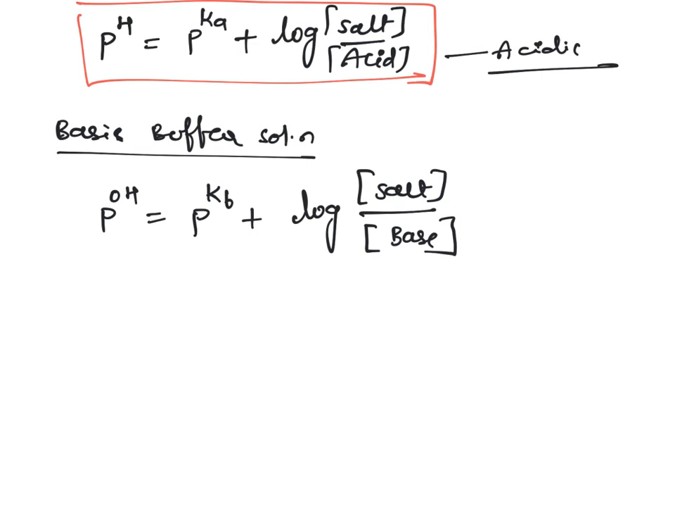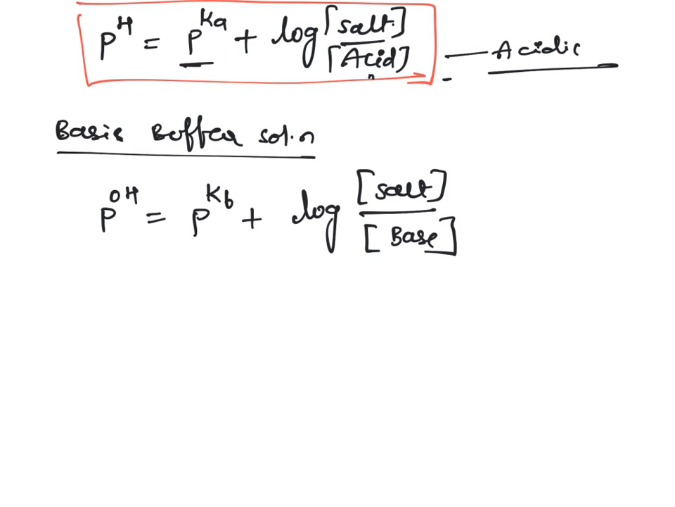Here, whatever the concentration of salt and acid we are initially using, and since it is a weak acid, we get a pKa value in the problem. By knowing this, we can calculate pH. If salt and acid concentrations are equal, then pH equals pKa. And in a basic buffer solution, if salt and base concentrations are equal, pOH equals pKb.